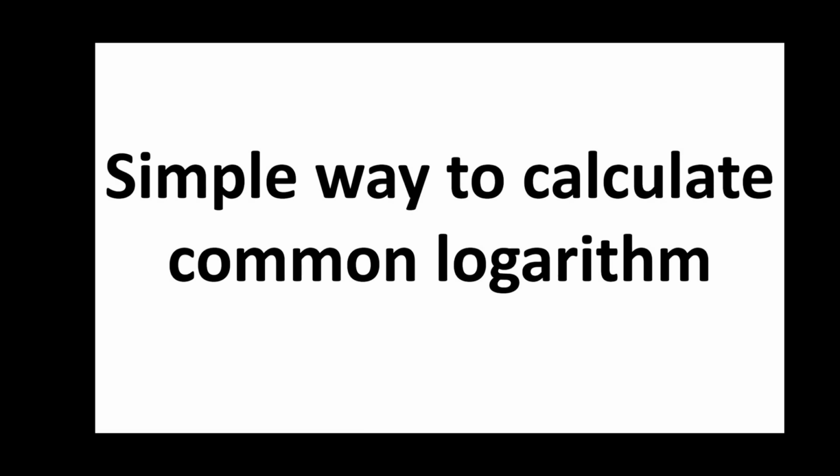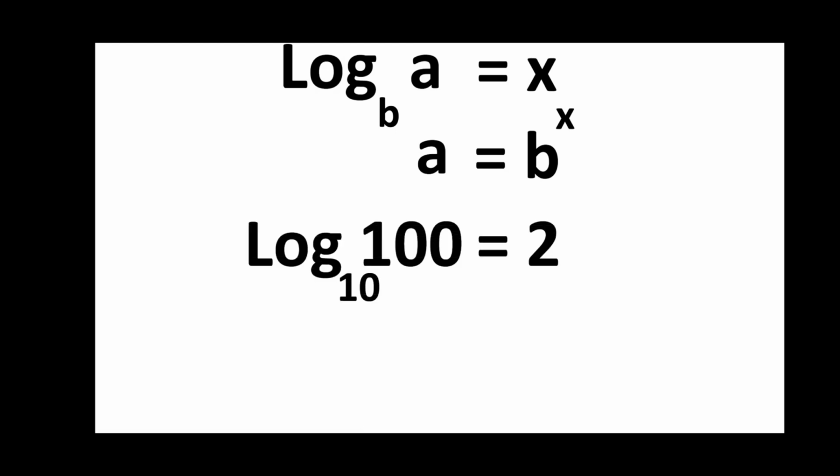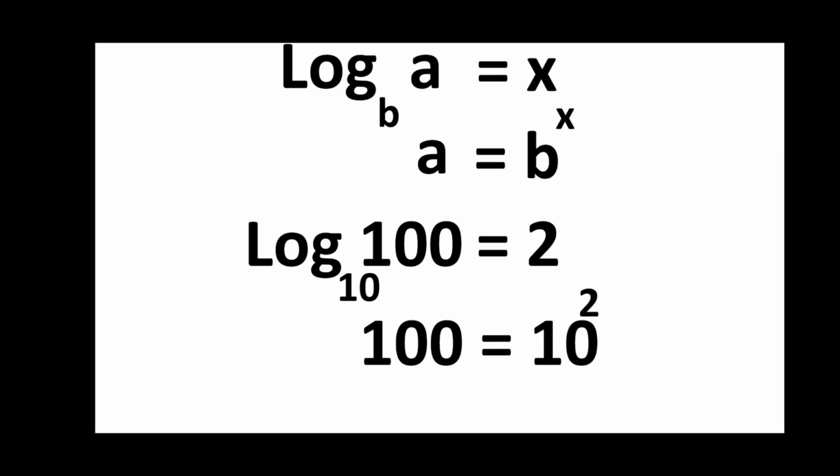Dear students, let's learn about common logarithms today in a very simple way. This is the general form of logarithm. Log of a with the base b is equal to x, which can be written in the form of a equals b to the power of x. For example, log of 100 with the base 10 is equal to 2. Now, we can write the same as 100 equals 10 to the power 2.